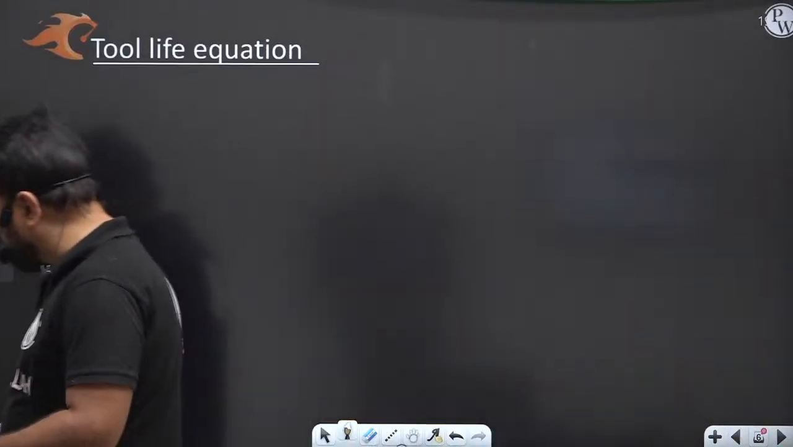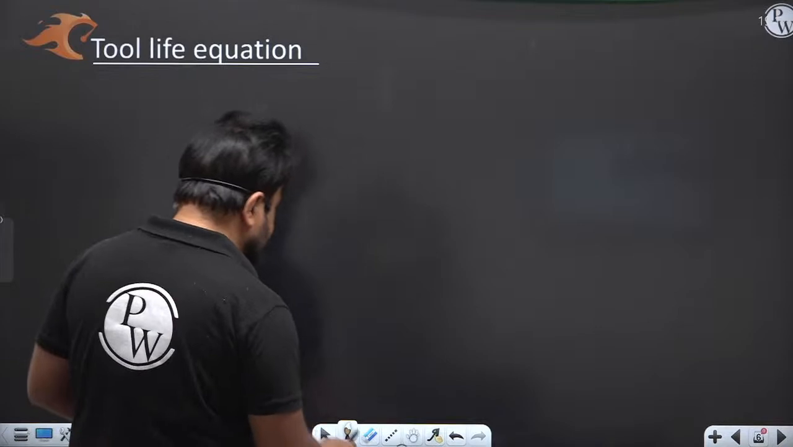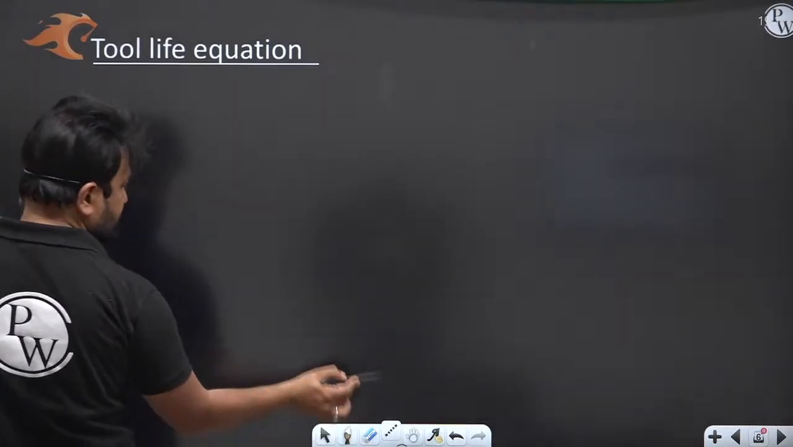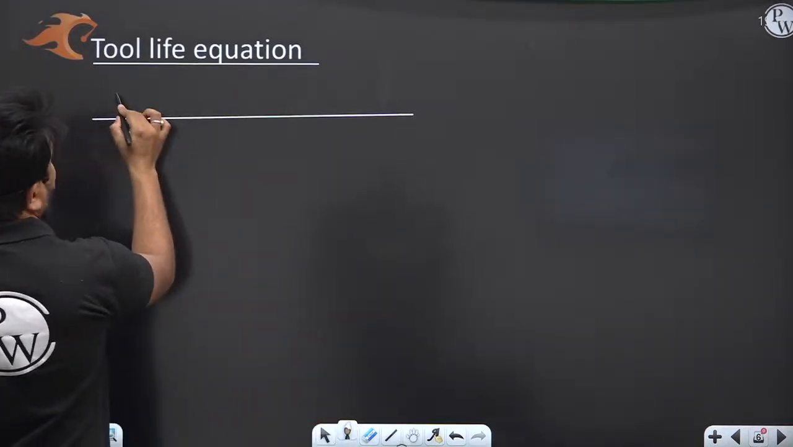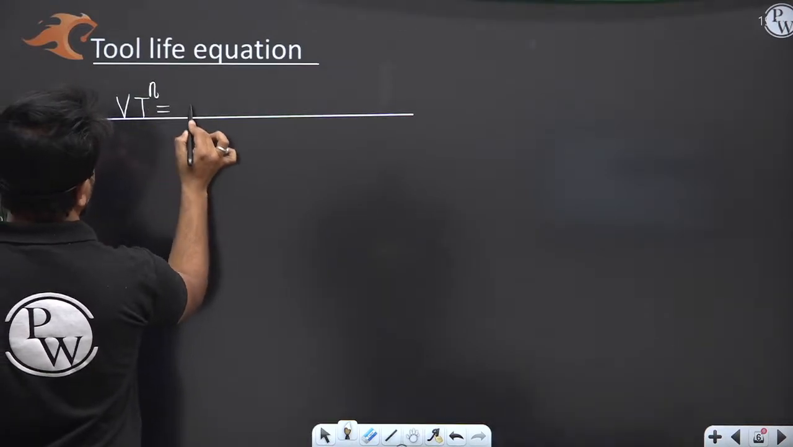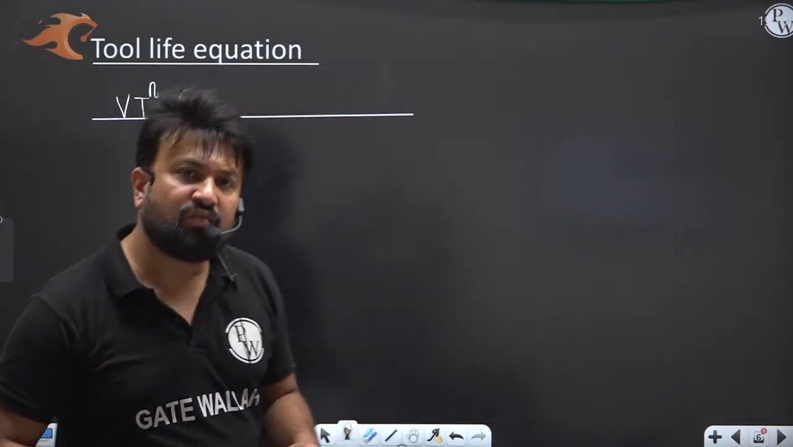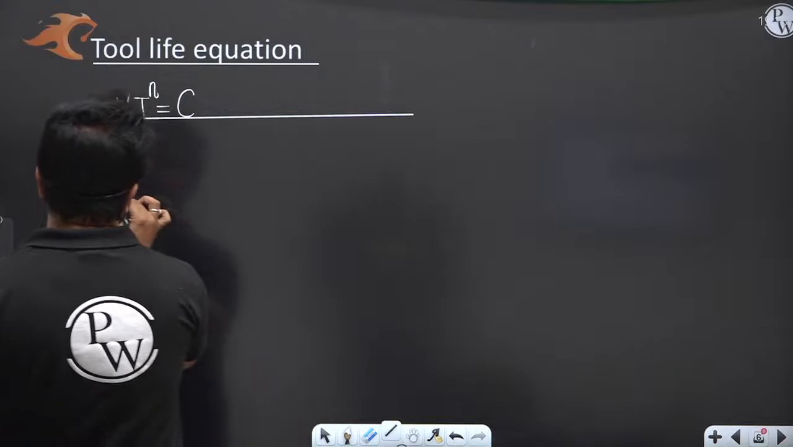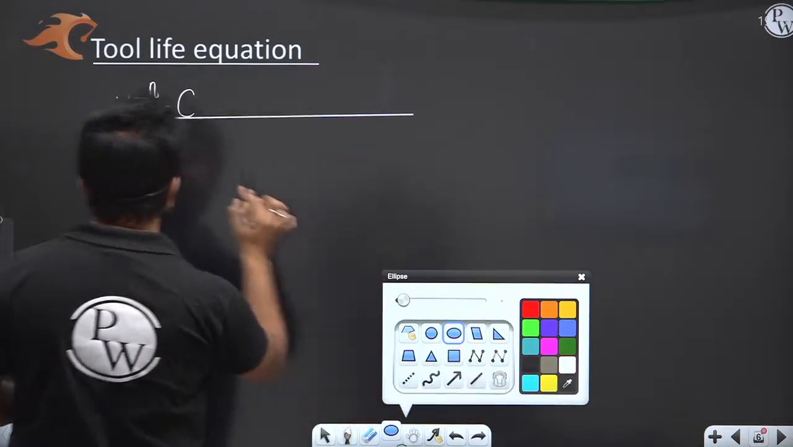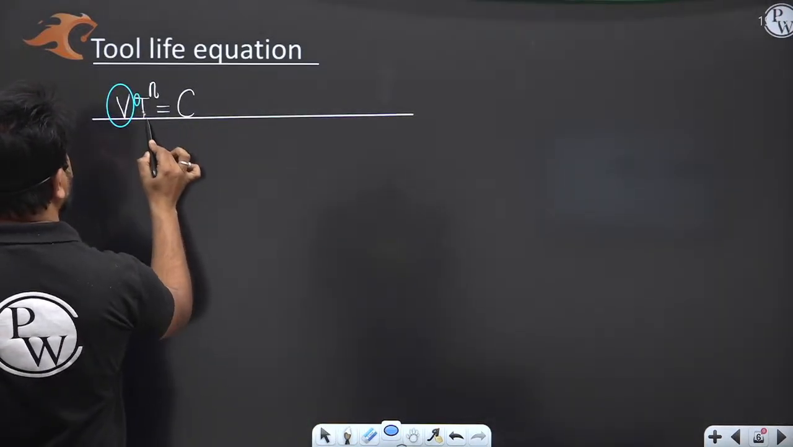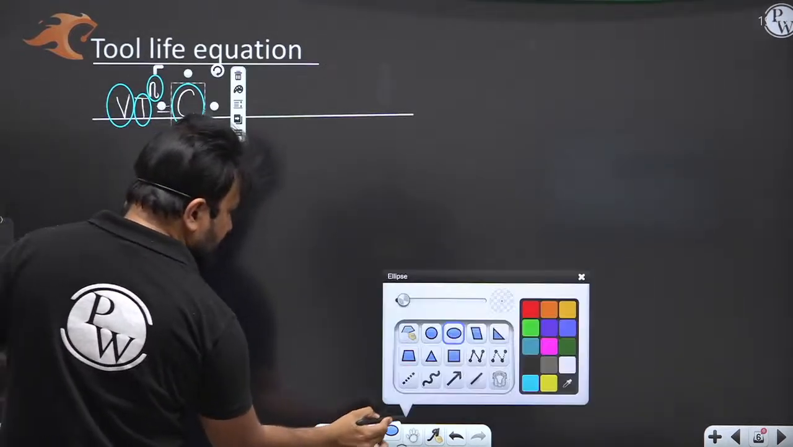Then how can we find out that predetermined numerical value, my dear? The Taylor's tool life equation, basically. This equation is V T to the power n equal to C, right? This Taylor tool life equation is based on flank wear. Here V is what? And here T is what? Here n is what? Let me write down.